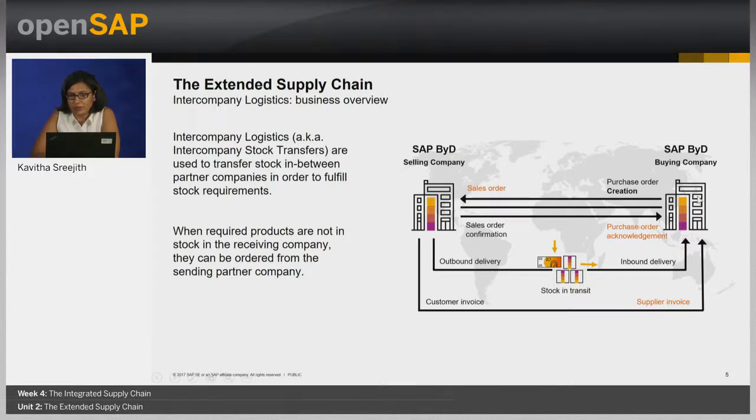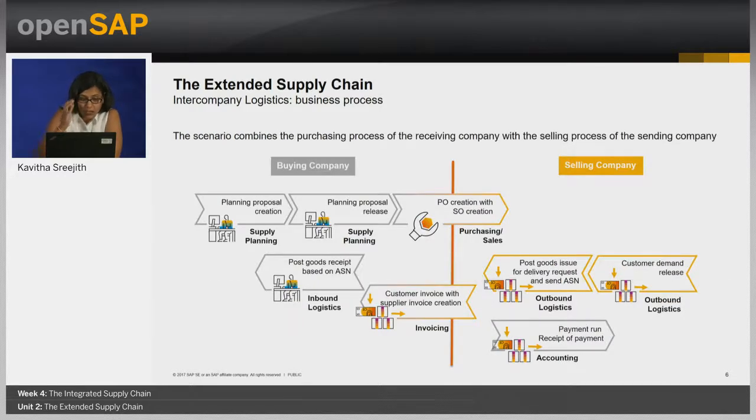The buying company will initiate the process of purchasing via the purchase order, which in turn initiates a sales process in the selling company via the sales order. Let's take a look at the detailed process steps involved here. This scenario combines the purchasing process of the receiving company with the selling process. The process steps involved in the scenario are shown here.